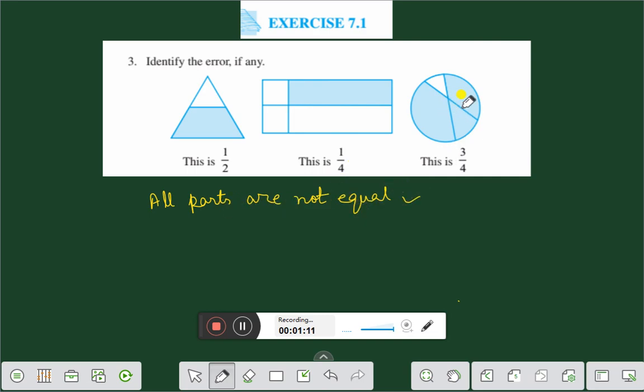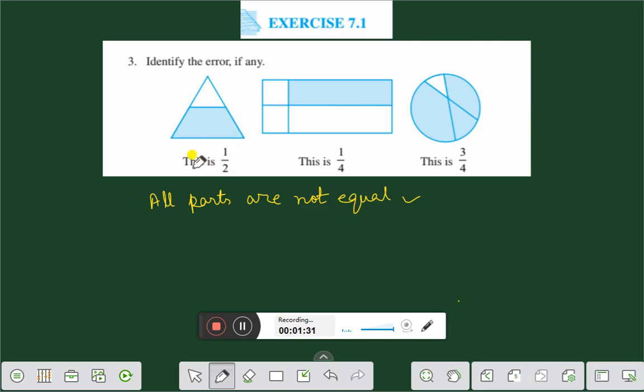Here also you see 3 by 4. Here 1, 2, 3, 4. Right? But all the parts are not equal. Therefore, this 3 by 4 is wrong. In fraction, you have to know that all the parts should be equal. Only then can it be called a fraction, right? If all the parts are not equal, then it cannot be written as a fraction, right?